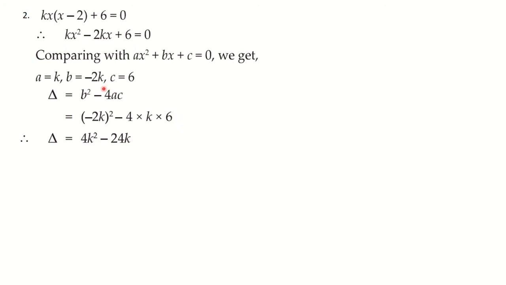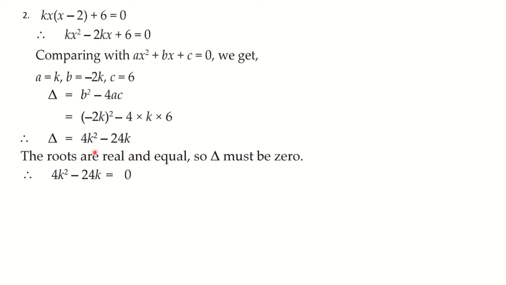So here k appears at more than one place. It's appearing at two places. Okay, so it is not that simple. So try to understand it. So minus 2k the whole square. Minus 2 square is plus 4 and k square. Square is never negative. Don't write minus sign here. And 4 sixes are 24k. So we got this as delta. Then you write down the condition. Since the equation has real and equal roots, delta must be 0 or delta is equal to 0, and therefore 4k square minus 24k is equal to 0. Now here you can find out that 4 is common and k is common.